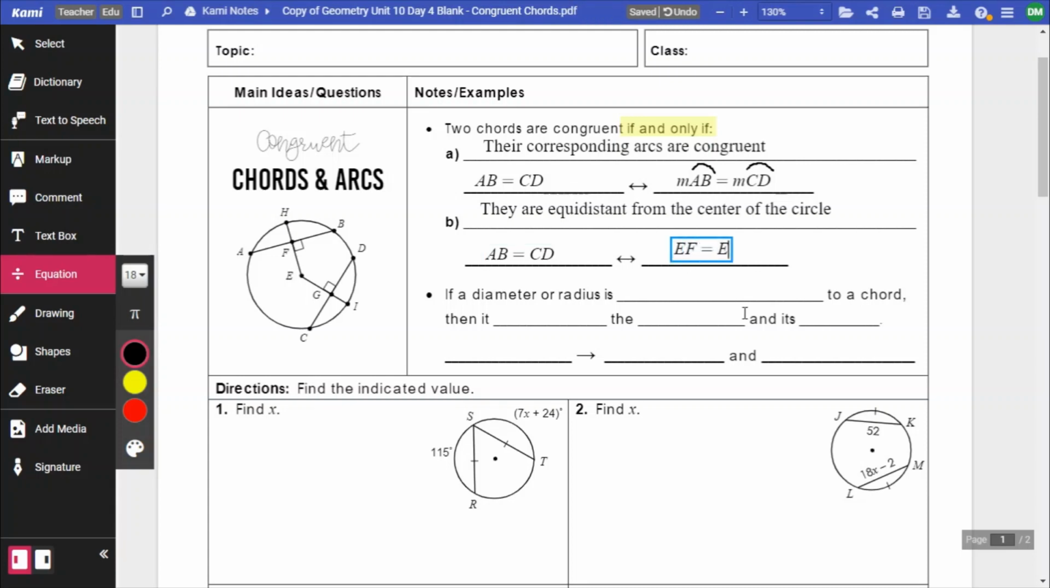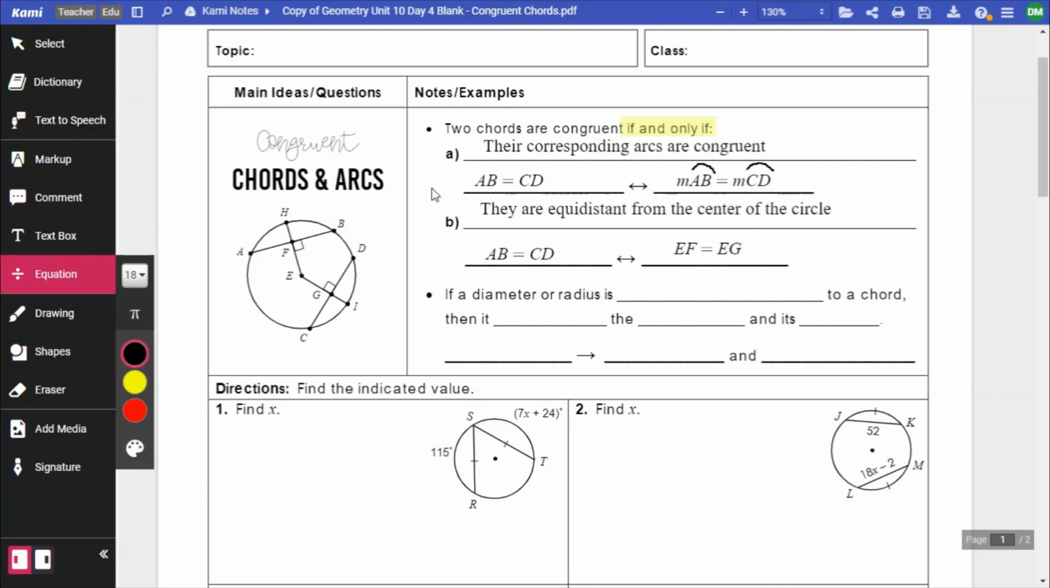So remember that we measure distance at a perpendicular angle, so a right angle. So if AB is equal to CD, then that means that EF here is going to be equal to EG, and vice versa. If we're given that EF is equal to EG, then we're also given that AB is equal to CD. Okay, so those are a couple concepts, a couple theorems that we will prove in class that show that two chords are congruent.